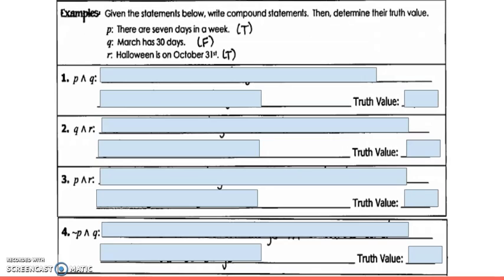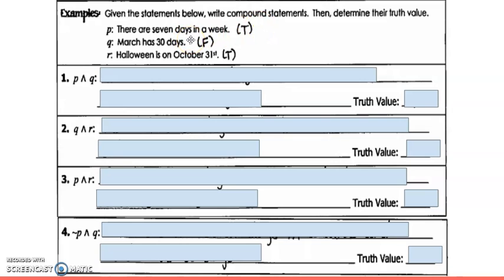So let's go ahead and look at some examples. We have the three different statements, and we're going to look at the different compound statements that they want us to write out. So the first statement is there are 7 days in a week. The next is March has 30 days, and then the last is Halloween is on October 31st. Now, as you can see, we've already marked whether they are true or false. Doing this at the beginning will help you figure out what the truth value of these compound statements is going to be. So we know that there are 7 days in a week, so that's true.